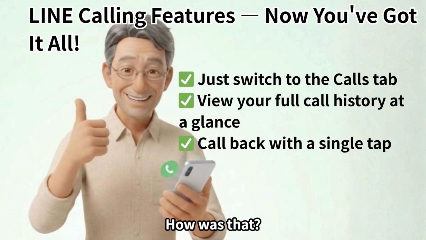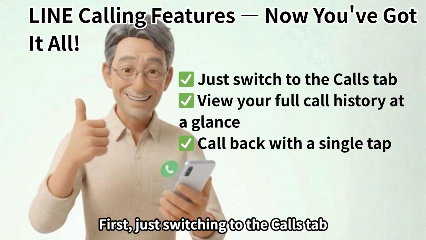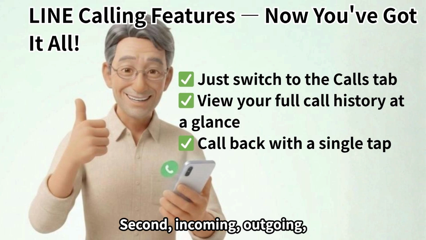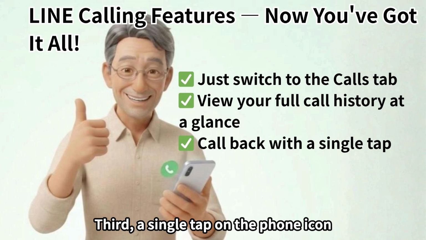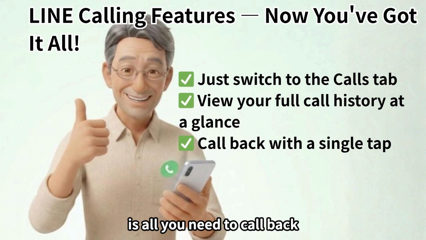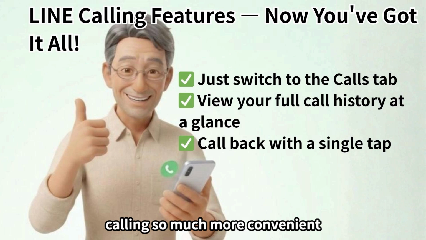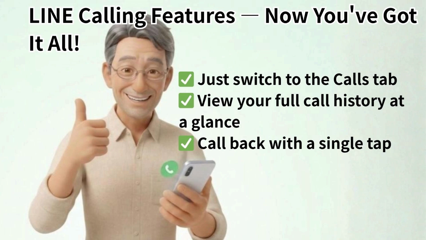How was that? Today I covered 3 key points. First, just switching to the Calls tab lets you see your history instantly. Second, incoming, outgoing, and missed calls are all visible at a glance. Third, a single tap on the phone icon is all you need to call back. Just these simple steps make line calling so much more convenient. Give it a try starting today.